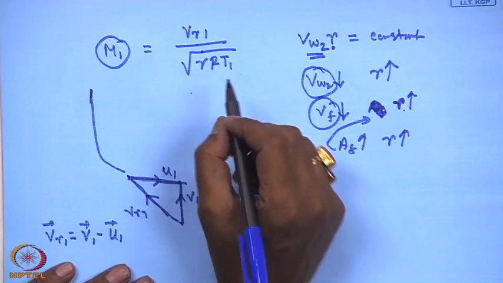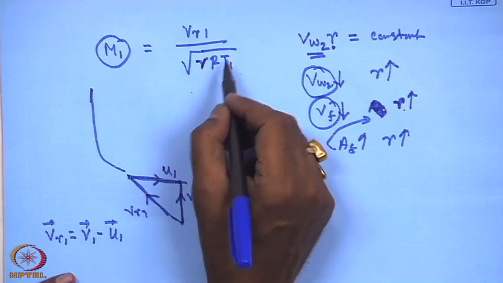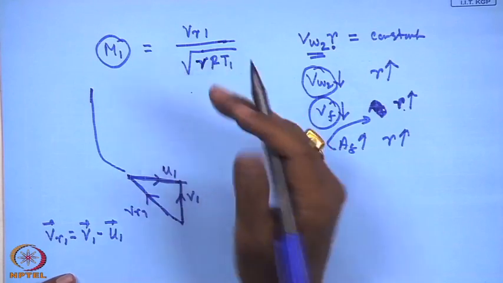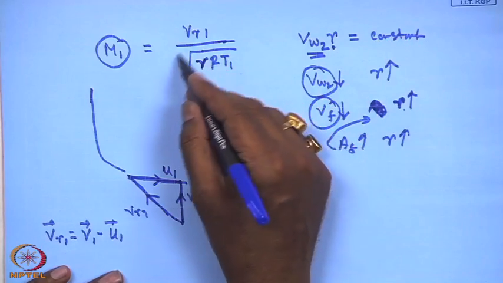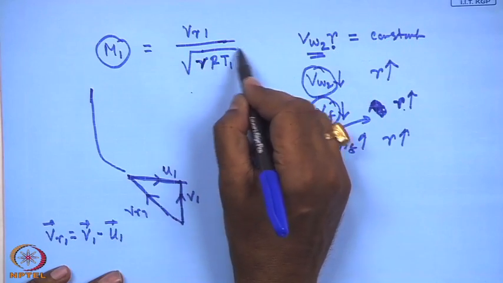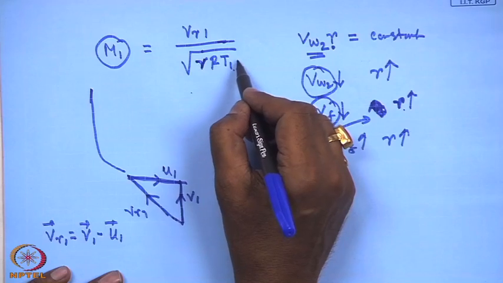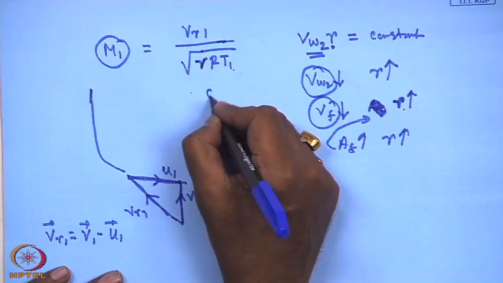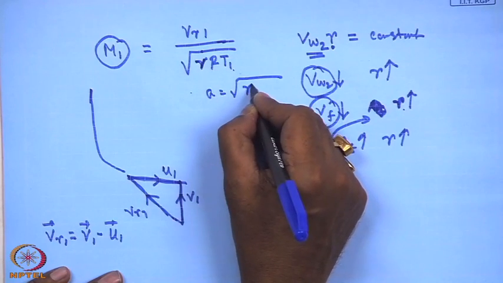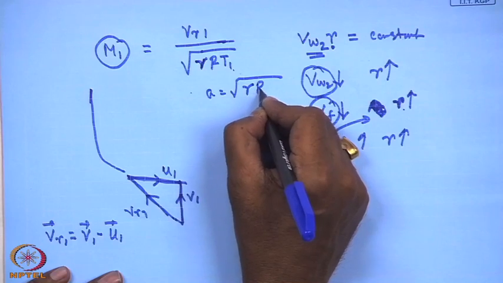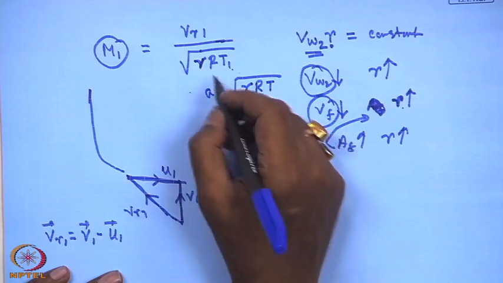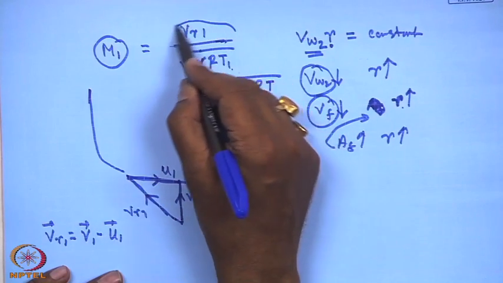This is because this acoustic velocity, which will be told to you again afterwards in compressible flow classes, for an ideal gas, the acoustic speed or sound velocity can be expressed as root over gamma R T1, where gamma is the ratio of specific heats, R is the characteristic gas constant and T1 is the temperature. So, therefore, this is the expression of Mach number.